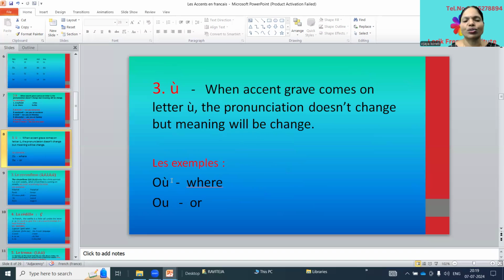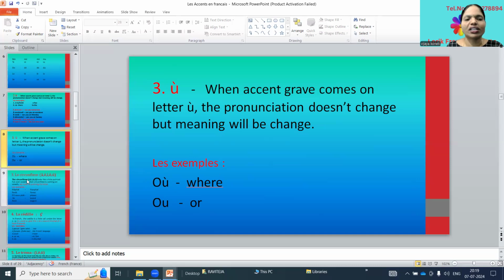OU, with the accent grave. This one also changes the meaning. Whenever the accent grave comes on the letters A and U, the pronunciation doesn't change, only the meaning changes.